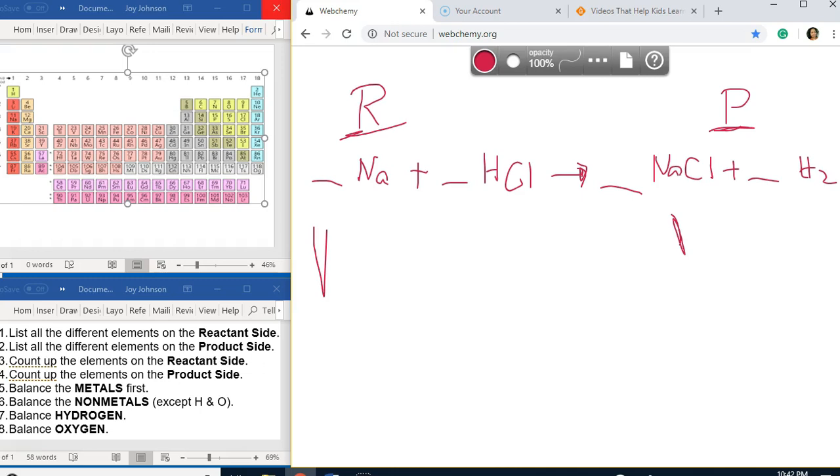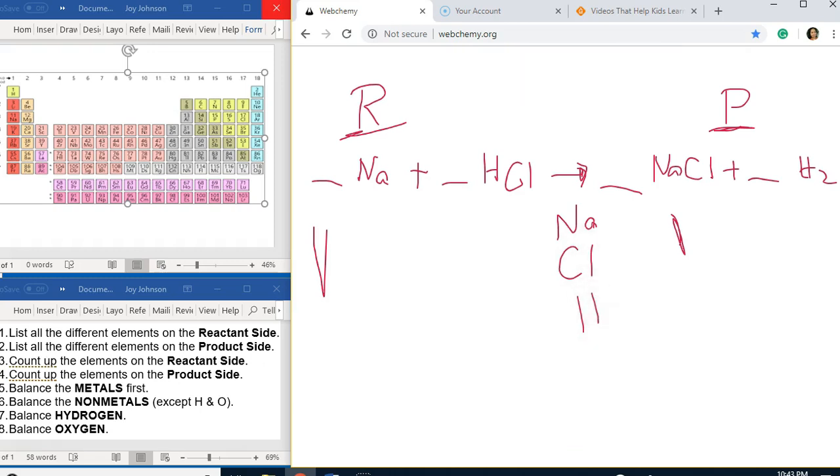What I'm going to do is join together step number 1 and step number 2, because the atoms you find on the reactant side are the same as on the product side anyway. The first thing is our metal. In this case Na, which is in group 1A, an alkali metal. So I'm going to write Na right here in the middle. The next one is nonmetals except hydrogen and oxygen, so Cl would be our next one. And then our hydrogen. I'm just going to line this one right here.